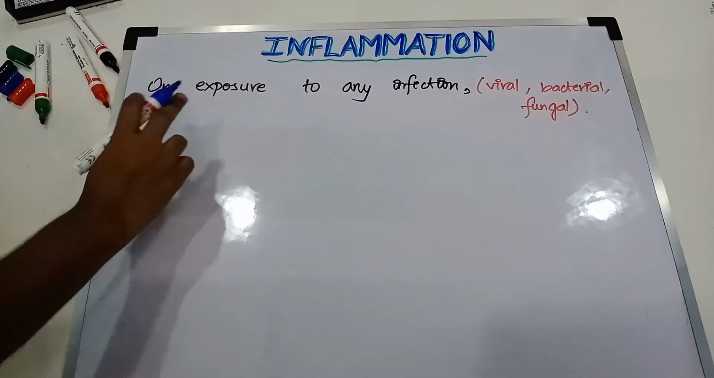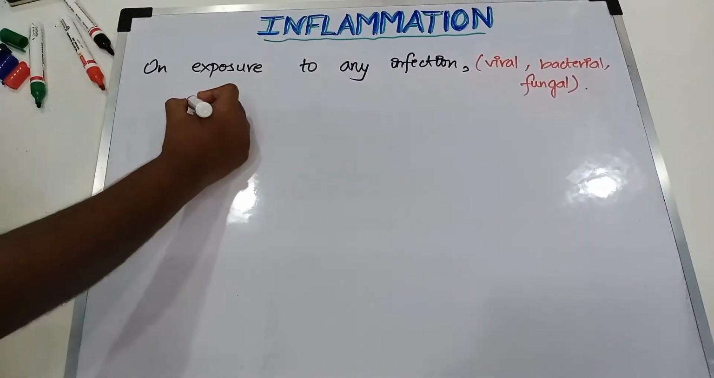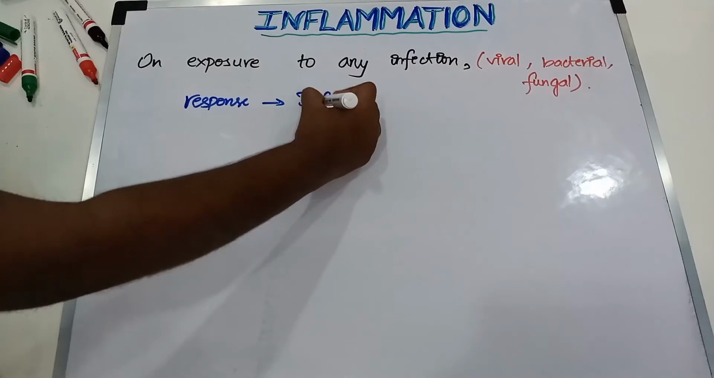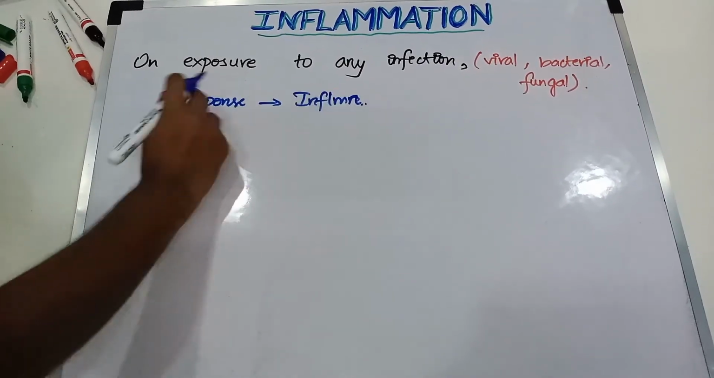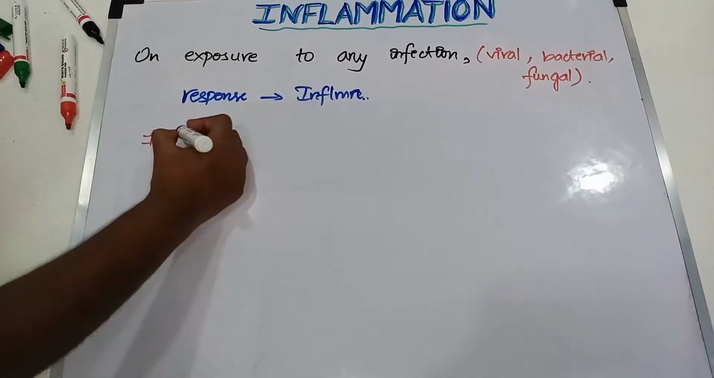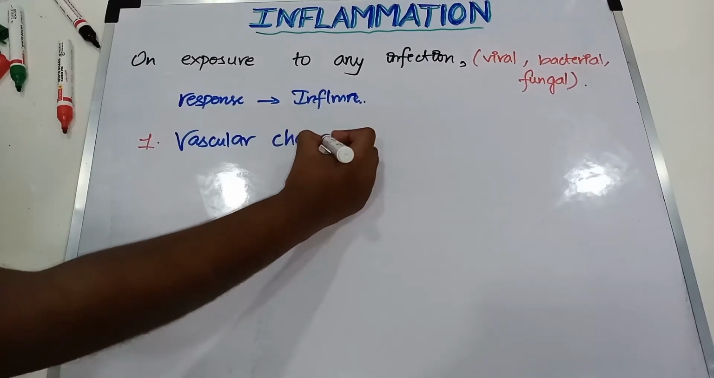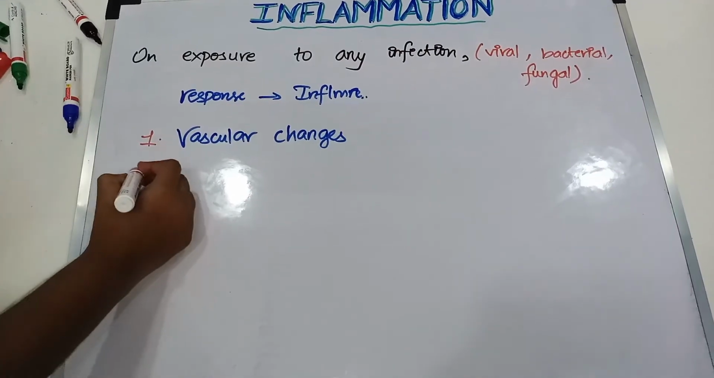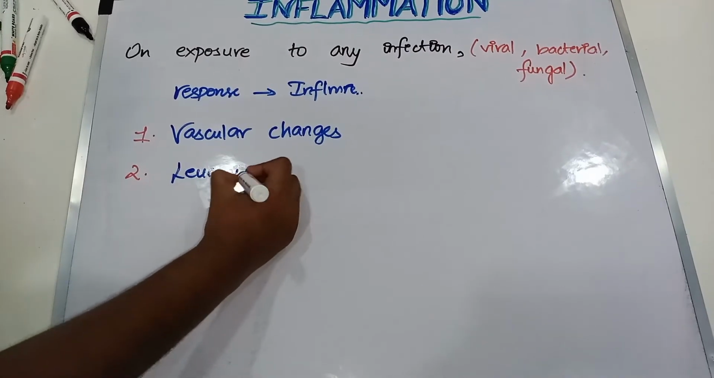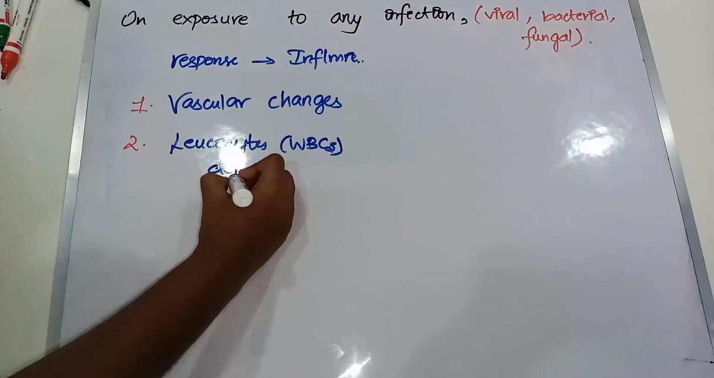So on exposure to any infection, say it is a viral, bacterial or fungal infection, our body elicits a response. This response is called inflammation. So what are all the responses? The first will be the vascular changes that occur in our body. And the second one will be the leukocytes. The WBCs will reach the site of infection. These are called the defending members.